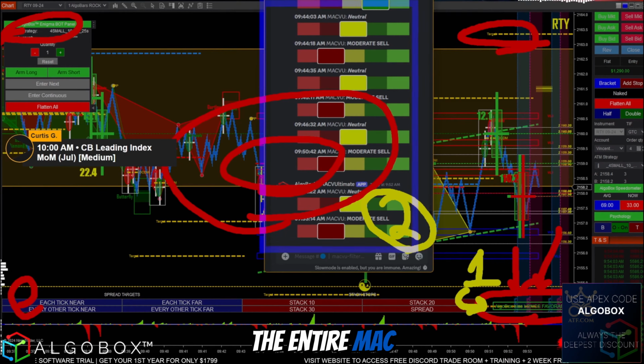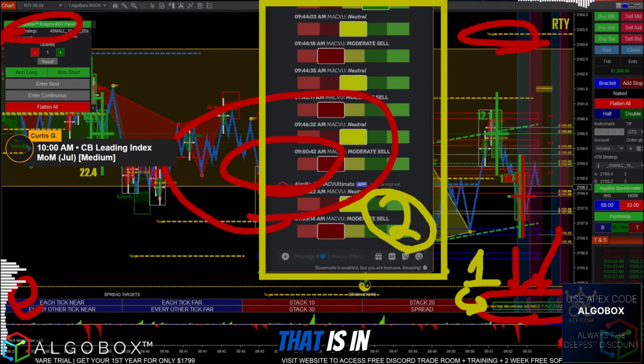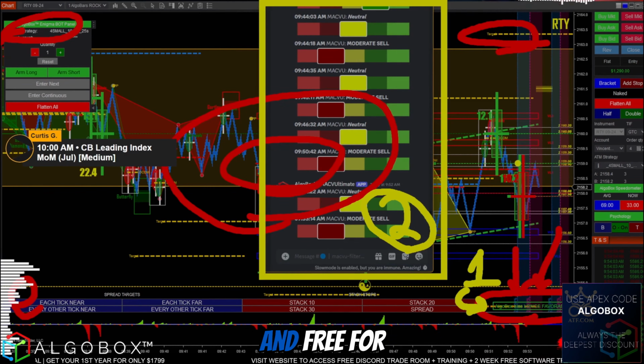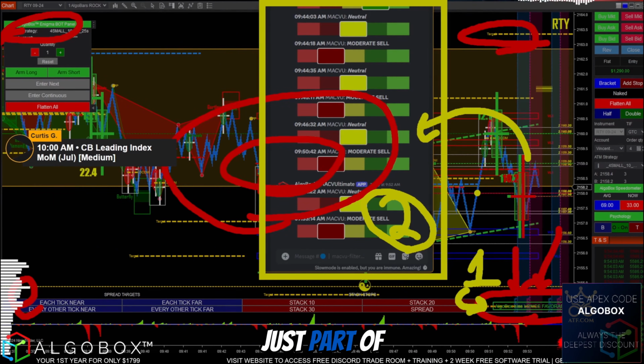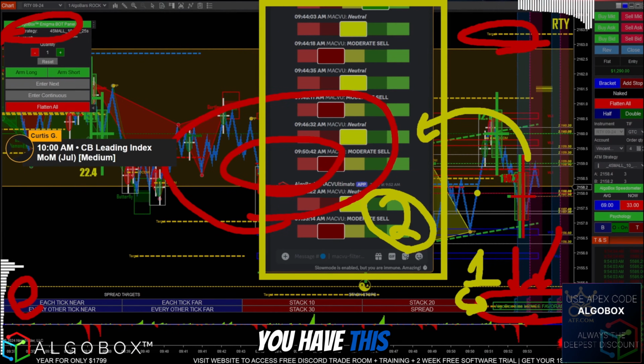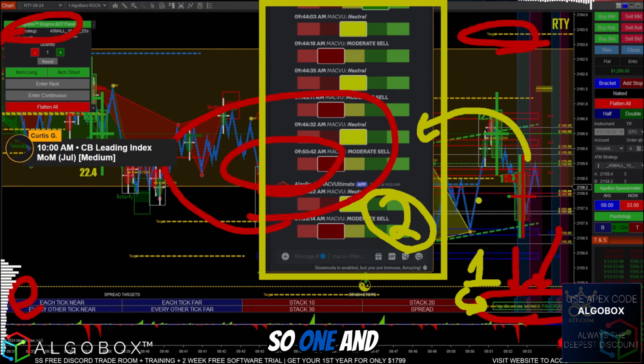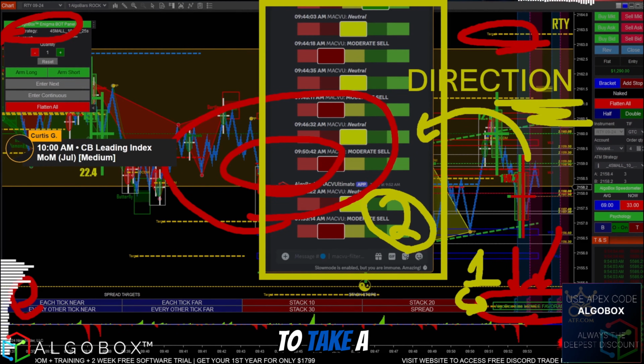The entire MACVU histogram there, we talked about there, that is in the documentation section and free for the community members. If you are just part of our chat there in Discord, you have this for free. You don't have to be a premium member to have that. So 1 and 2, direction filter. Let's talk about, is it time to take a trade filter?